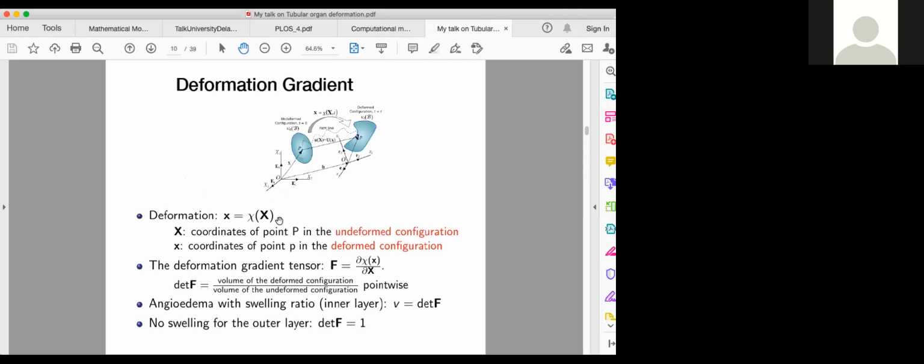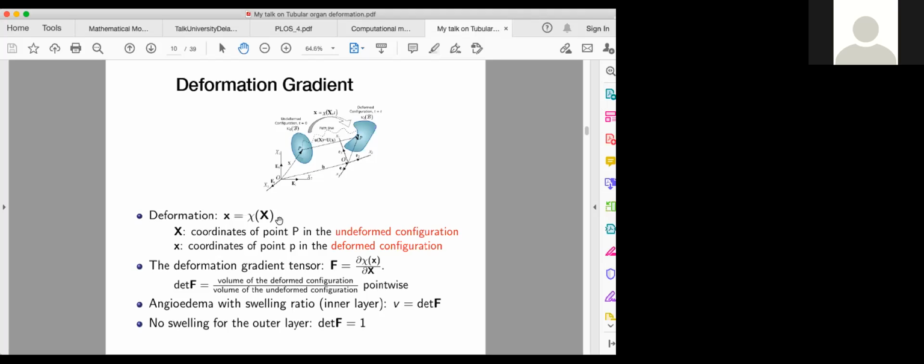Now the deformation gradient tensor is the capital F equals the partial of lowercase x, partial chi, over the partial capital X. So this is actually a matrix or a tensor. The determinant of F, the determinant of the deformation gradient, has a meaning. This is actually the volume of the deformed configuration over the volume of the undeformed configuration, pointwise at each point. So this is a volume ratio.